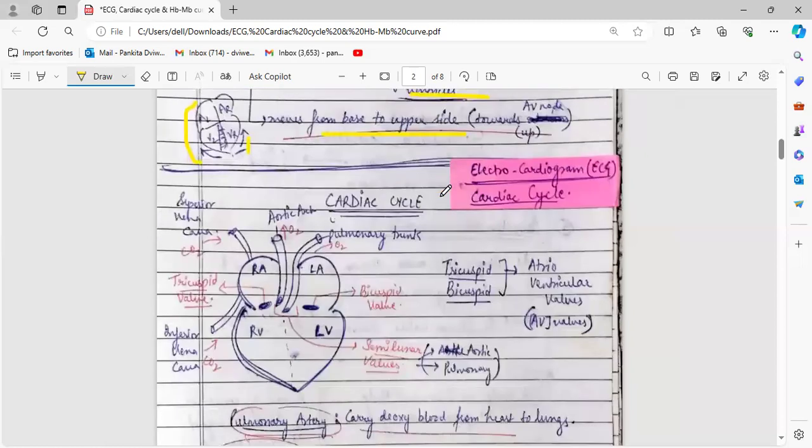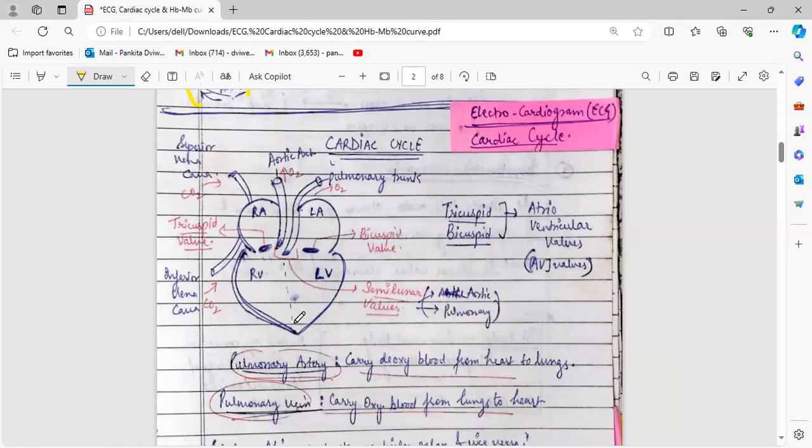QRS complex. Talking about the cardiac cycle, this is basically the representation of how the heart looks. This is the right atrium, right ventricle, left ventricle. We have the aortic arch, we have the pulmonary trunk, we have over here the superior vena cava as well as the inferior vena cava. Okay, the tricuspid valve, the bicuspid valve, and the semilunar valves for the aortic arch and the pulmonary trunk.